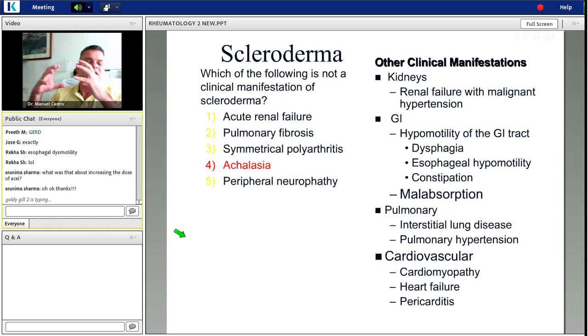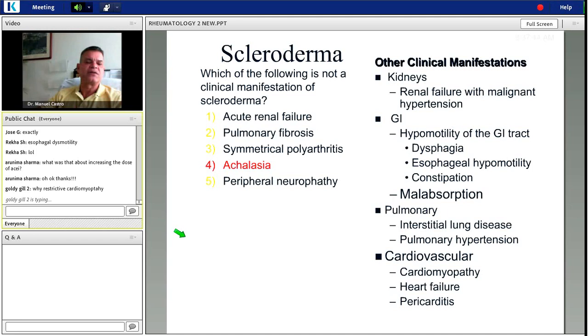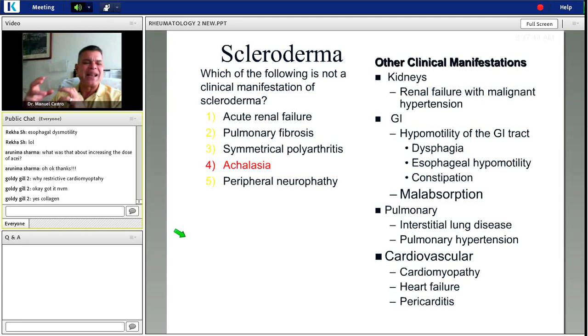So very common that these conditions, so remember, most of the conditions that occur in scleroderma are going to be related to the fibrosis that occurs in the different organ systems, excessive collagen deposition and fibrosis in different organ systems. Restrictive cardiomyopathy, because there is fibrosis, fibrosis doesn't allow the heart to move. Imagine a heart that is full of scars, okay? It just cannot move very well, okay?